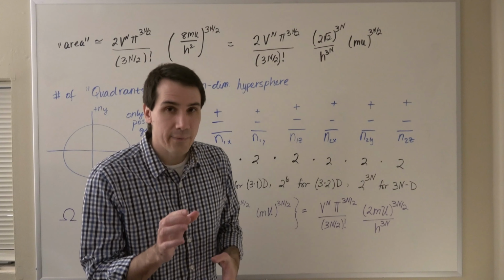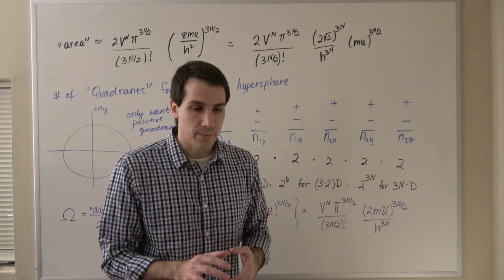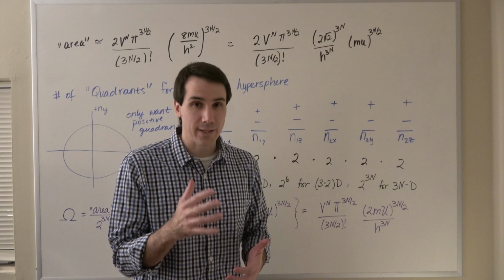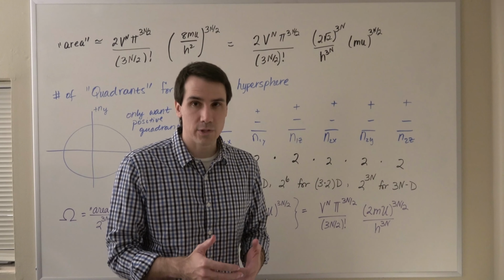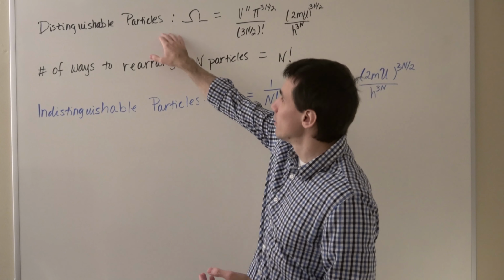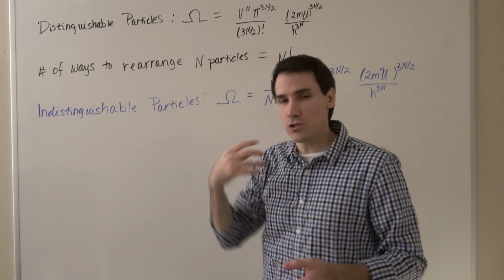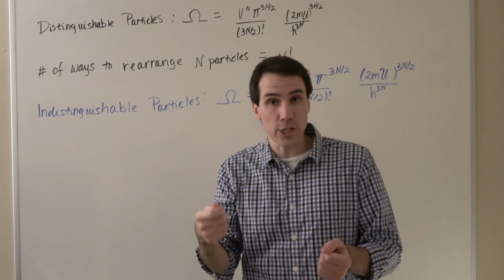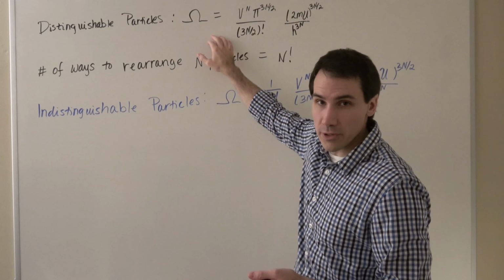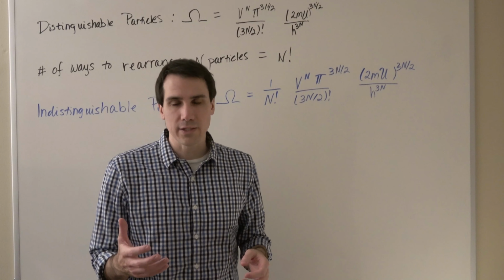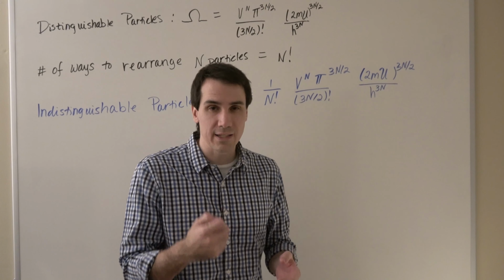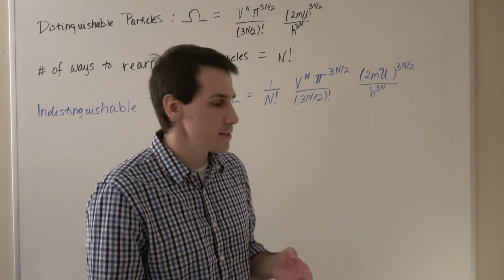Okay, now we need to make one more correction. And that correction is for the fact that the particles in our ideal gas are indistinguishable. So now we found the multiplicity function omega for distinguishable particles. Assuming that we can individually label each particle and separate between them, this is the multiplicity. So now all we need to do is take into account the fact that we can't actually tell the difference between individual particles within an ideal gas.